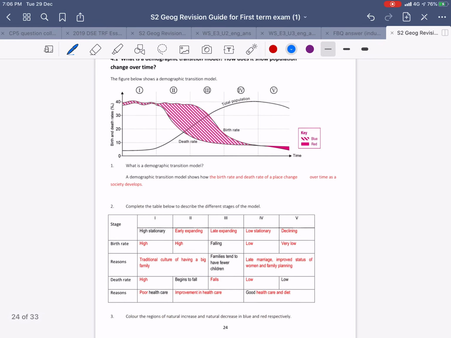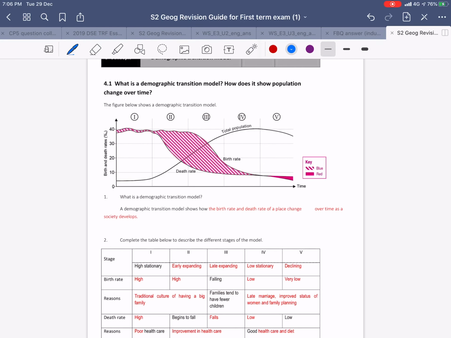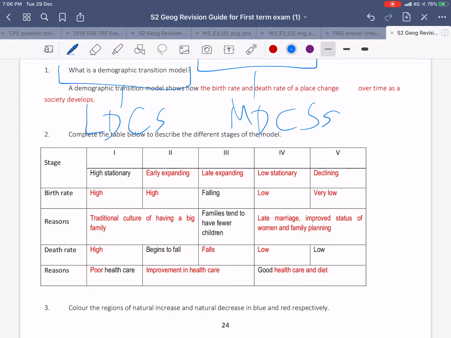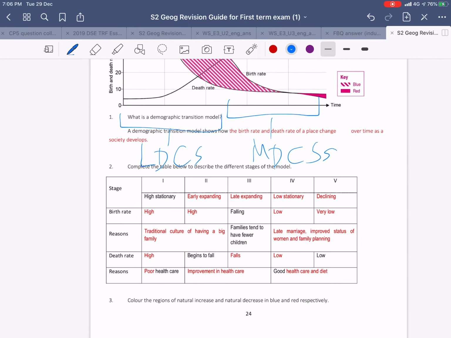Okay, so finally, Unit 3. In Unit 3, we are talking about the evolution of different birth rates and death rates, but it's also a differentiation between MDCs and LDCs. Okay, what is MDC? More developed countries. And LDC is talking about the less developed countries. And this transition model is talking about how the birth rate and death rate of a place change over time as the society develops. For example, for stage 1, high birth rate, high death rate.